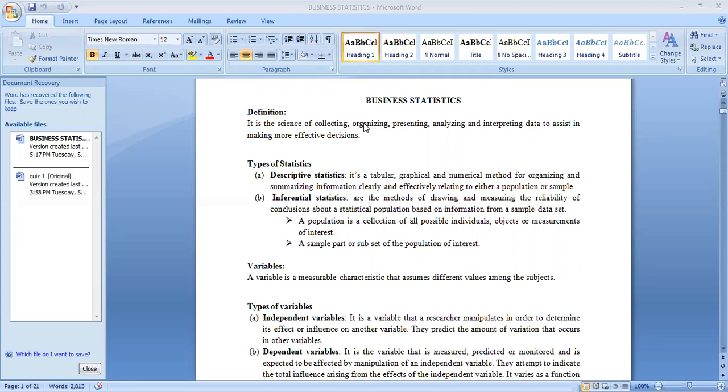Once I have that data, I can organize it, maybe from the highest to the lowest. After organizing, I can present. Presentation here is the graphical or tabular presentation of the data. I can choose to draw a pie chart, a histogram, a bar graph, or any graph that I may choose to present that particular data.